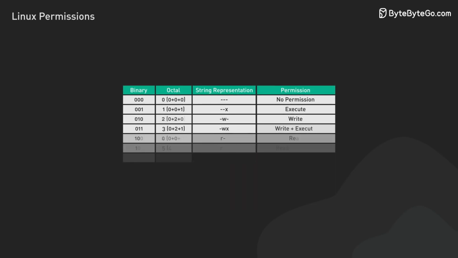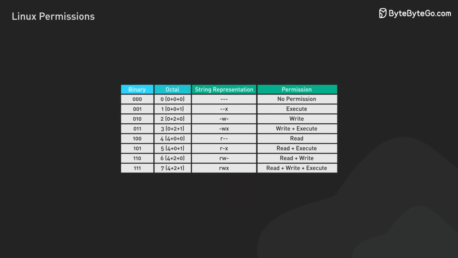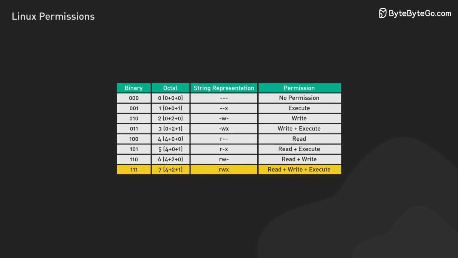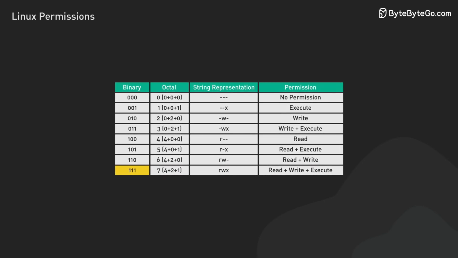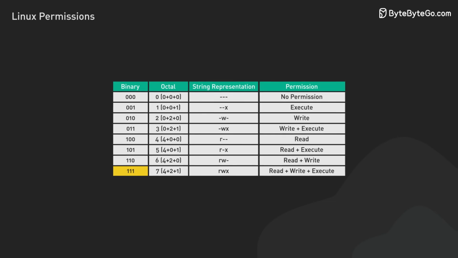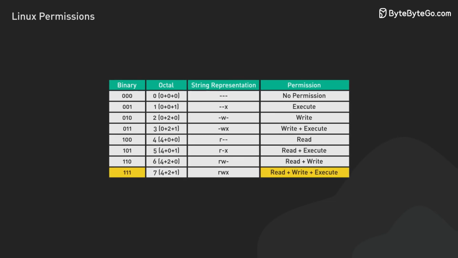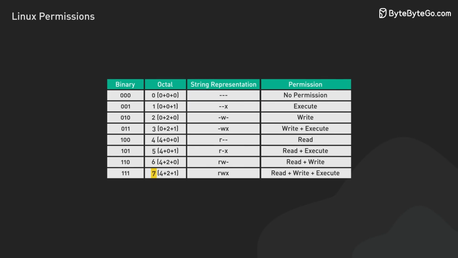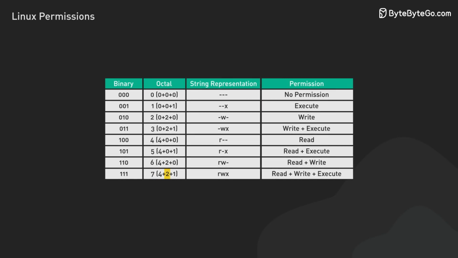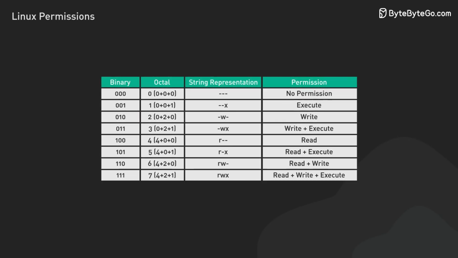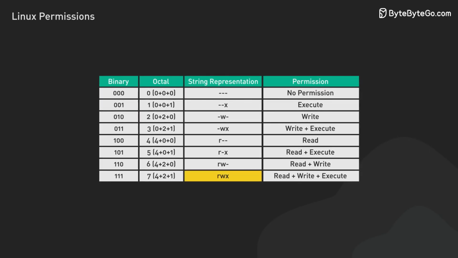Permissions are represented in three ways: binary, octal, and string representation. Consider the permission RWX. In binary, it is 111, where each bit represents a permission. Read is 1, write is 1, and execute is 1. In octal, this is represented as 7, with read being 4, write being 2, and execute being 1, added together. In string representation, it's simply RWX.